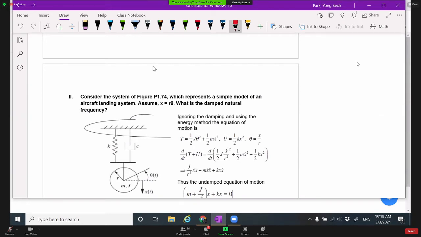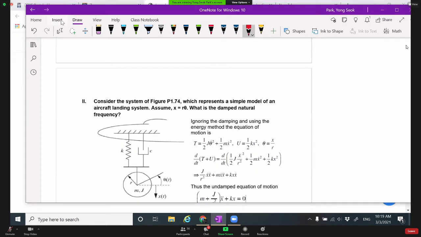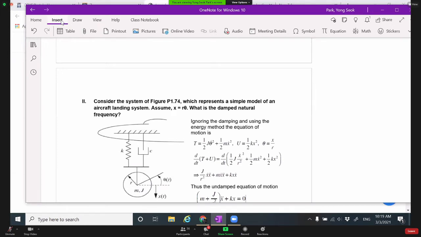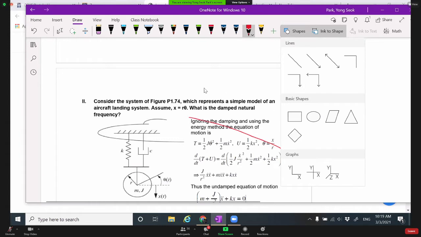Can I get rid of it? I still don't know how I can get rid of it, how can I make the text box? You can add a text box, can't you? Okay, so the insert, no, what should I do? I don't know. Draw, shape, ink to the shape. I don't know.